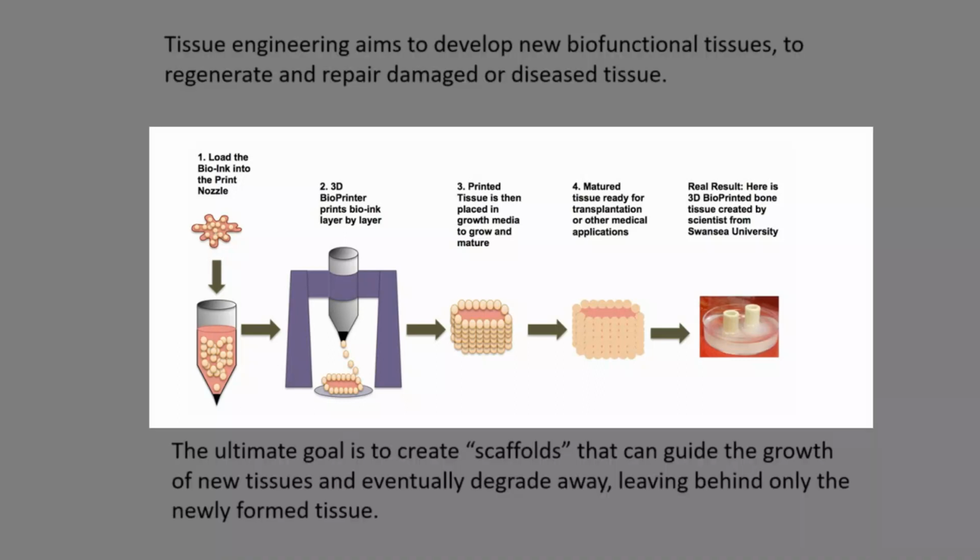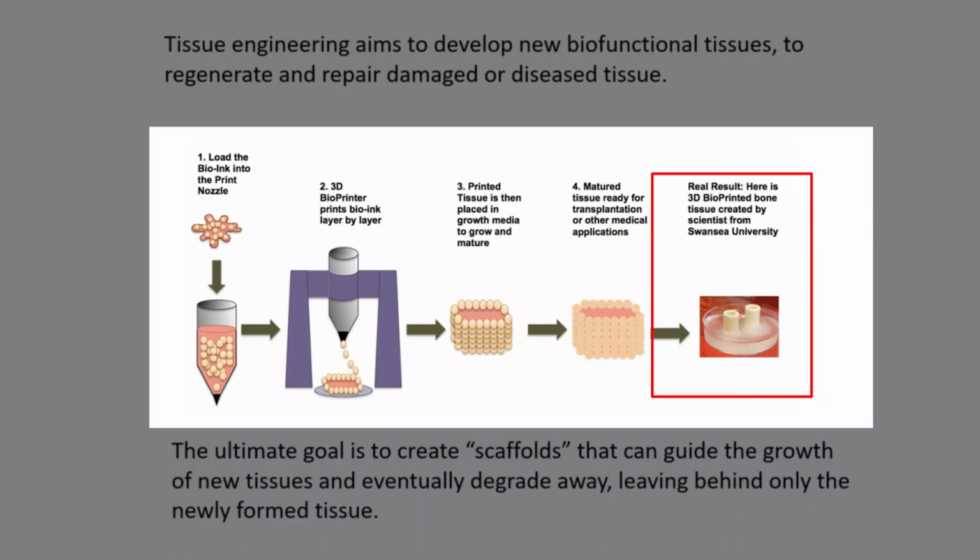The process is to load the bioink into the printer nozzle. The 3D bioprinter prints bioink layer by layer. The printed tissue is then placed in a growth media to grow and mature. Once it has matured, we have tissue ready for transplantation or other medical applications.